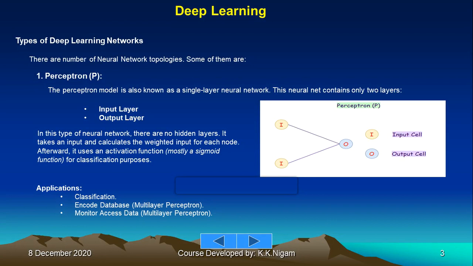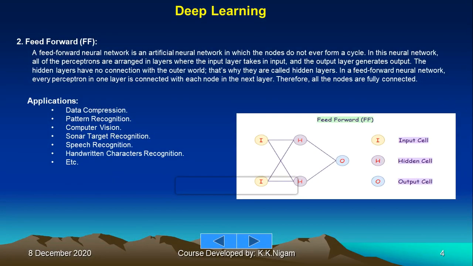Types of deep learning networks: there are a number of neural network topologies. Some of them are perceptron. The perceptron model is also known as a single layer neural network. The neural net contains only two layers, that is input layer and output layer. In this type of neural network, there are no hidden layers. It takes an input and calculates the weighted output for each node. Afterwards, it uses an activation function, mostly a sigmoid function, for classification purposes. Applications in this are classification and encode database, that is multi-layer perceptron.